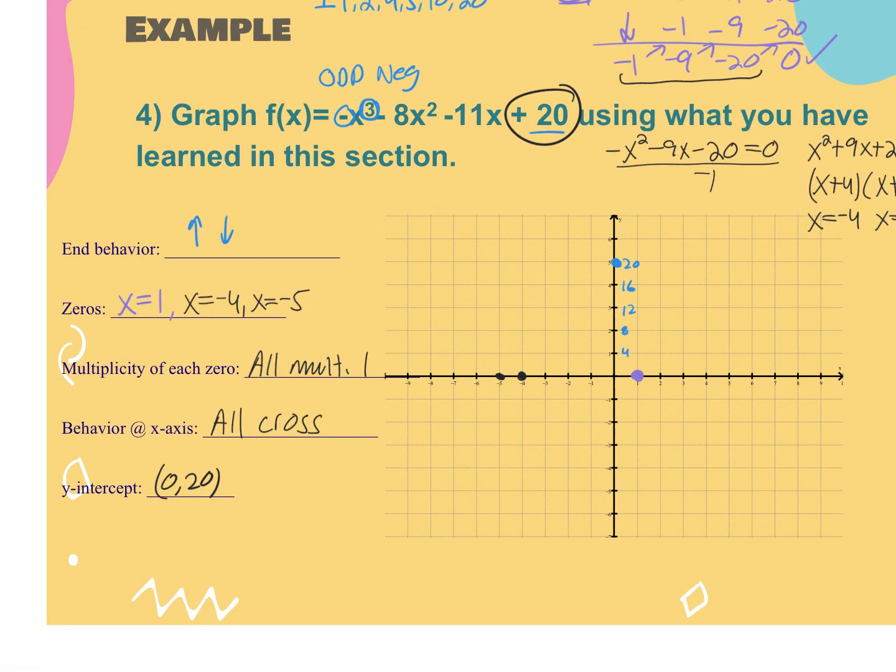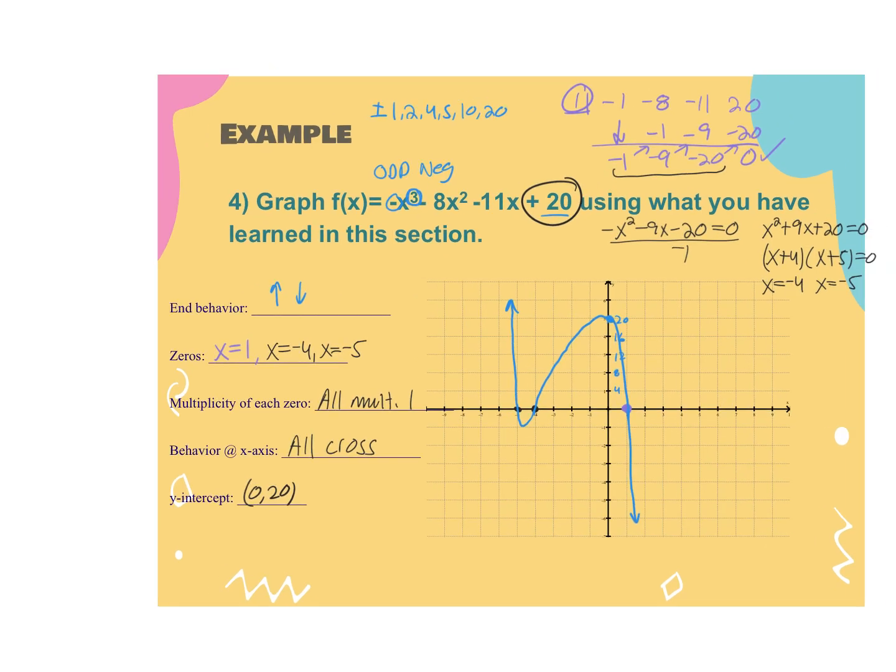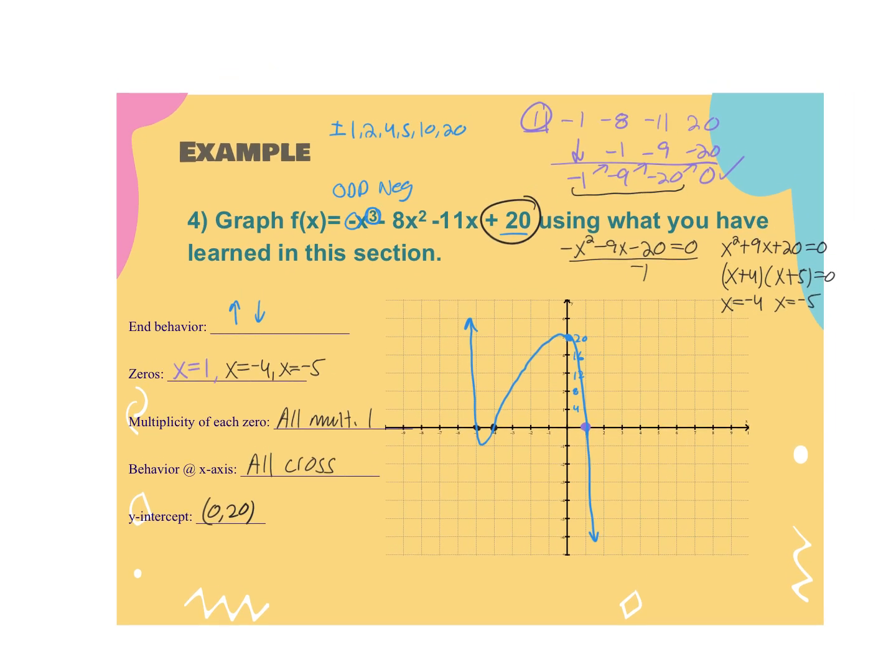I know that because of my end behavior at the very end, this should go up. And at the very end over here, this should go down. And then I know that we're going to cross all of the x-intercepts, so I know it should hit the y-intercept, at some point go down and cross negative 4, and then at some point cross and go back up at negative 5, right? So look something like this, right? This graph might not be perfect, but it's consistent with the information that we found.